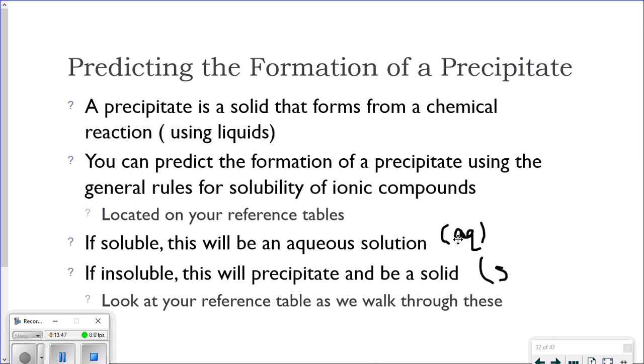Now, we're going to walk through some of these rules, but note that a lot of these rules have exceptions. Exceptions are always going to be the opposite of what the rule is. So if it's an exception to a soluble rule, that substance will be a solid. If it's an exception to an insoluble rule, that will be an aqueous solution.